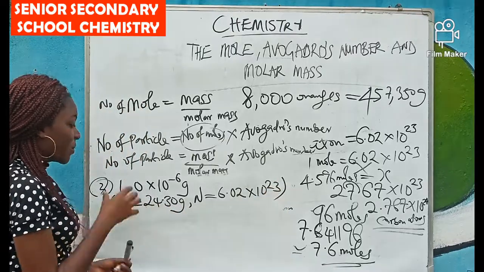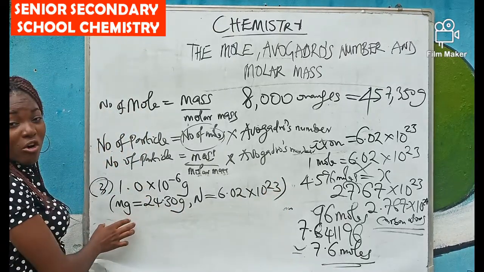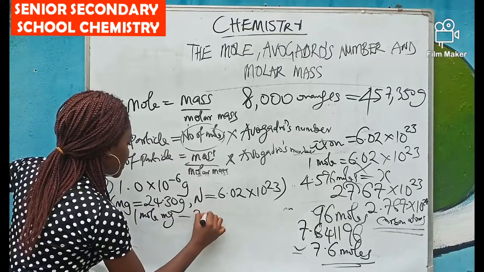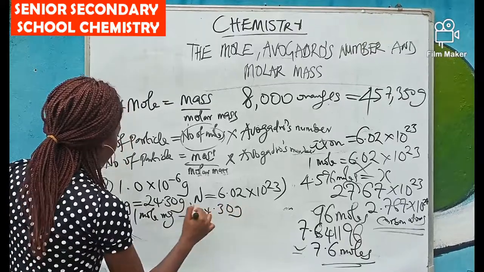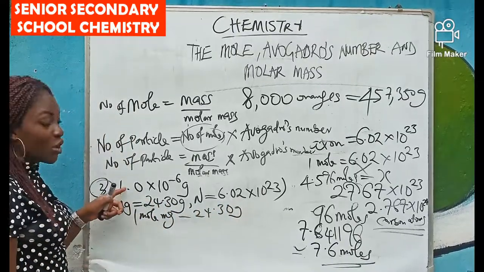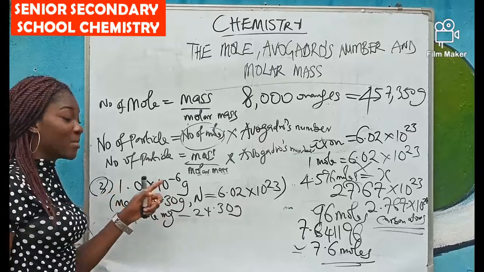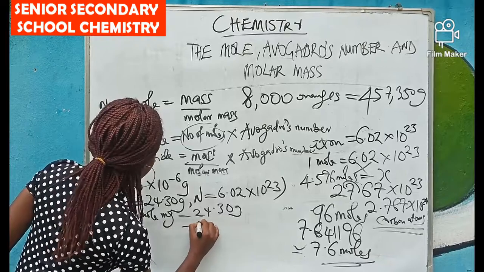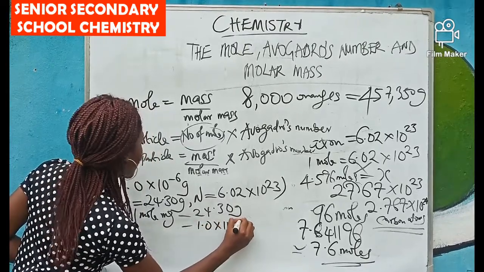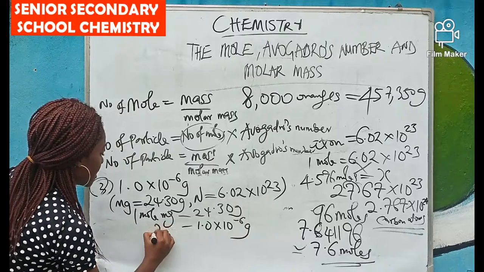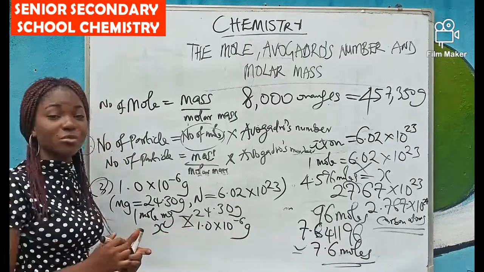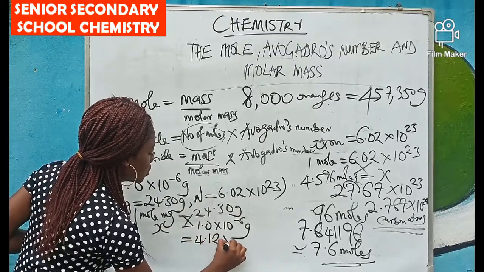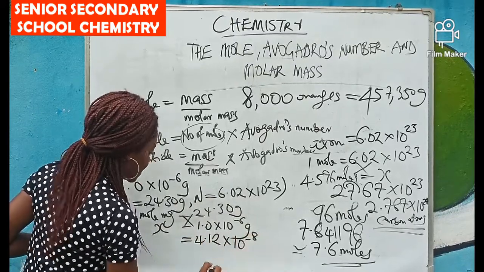Okay, so I know that 1 mole of magnesium weighs 24.30 gram. Now I'm asked to look for the mole of a sample of magnesium containing 1.0 times 10 raised to the power minus 6 gram. So if I put my 1.0 times 10 raised to the power minus 6 gram here, and I'm looking for the mole, and I cross multiply and divide through, I should be having 4.12 times 10 raised to the power minus 8 mole.